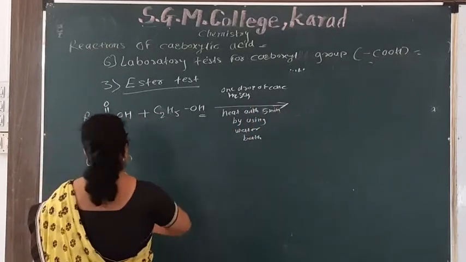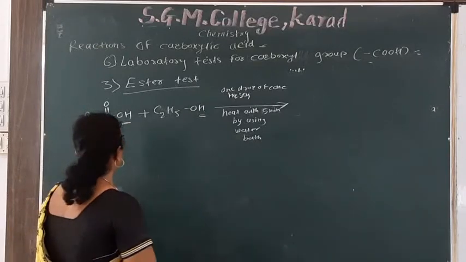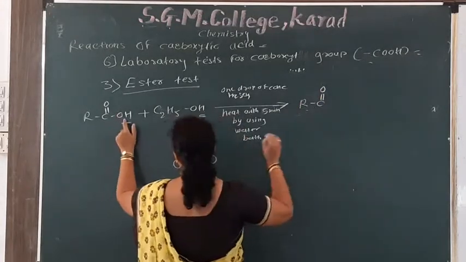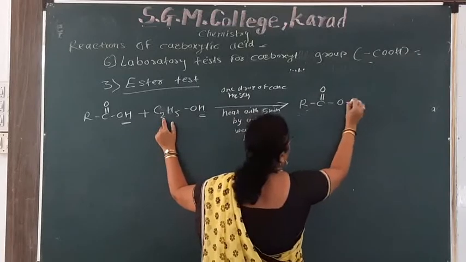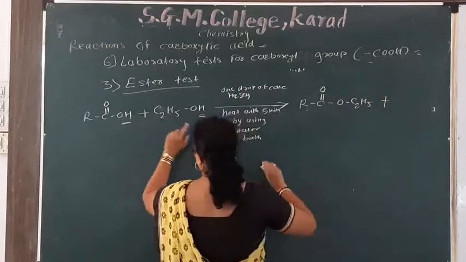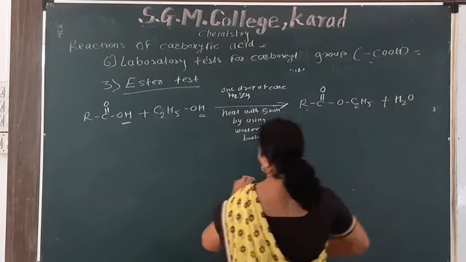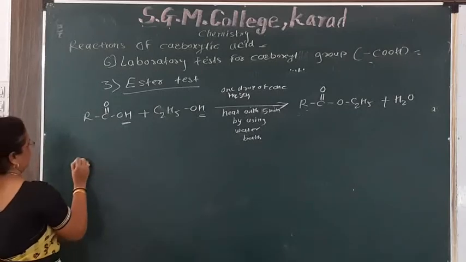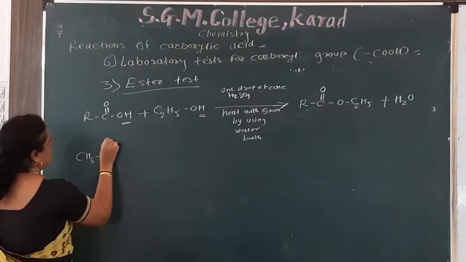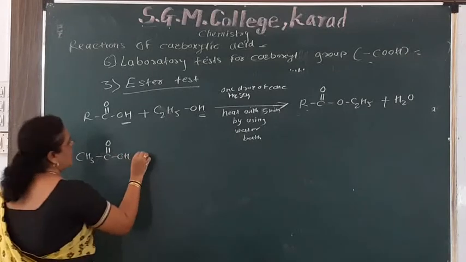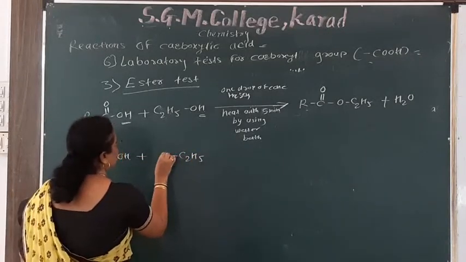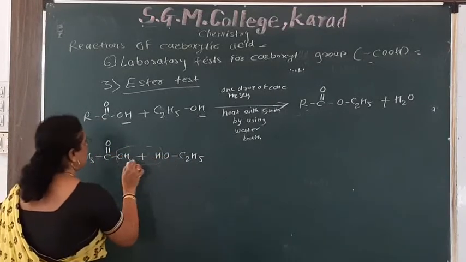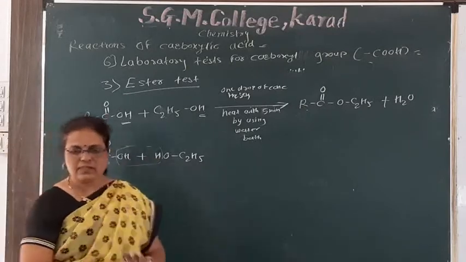Here the H and OH are removed and ester is formed, that is RCOOC2H5 plus H2O. Water molecule is eliminated. For example, when acetic acid, CH3COOH, reacts with C2H5OH, here the H of alcohol and OH of acid are removed.